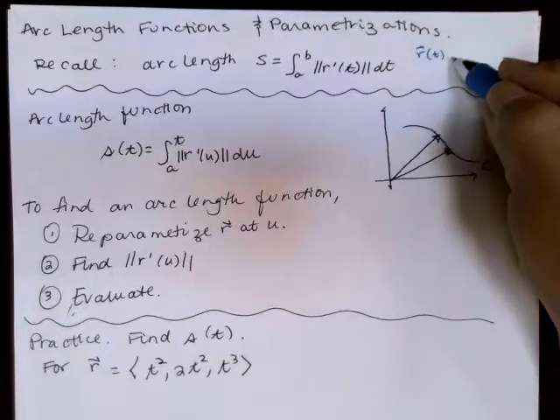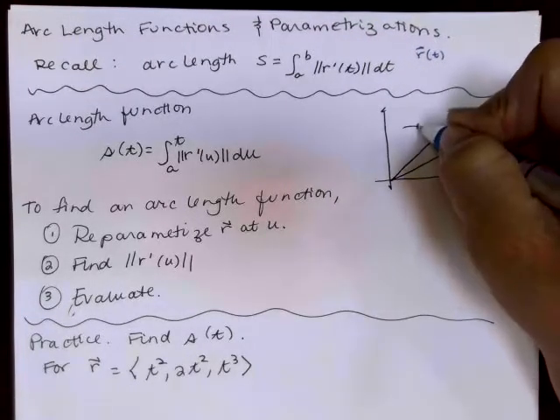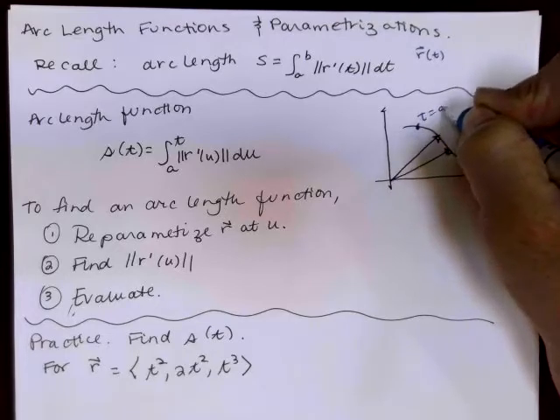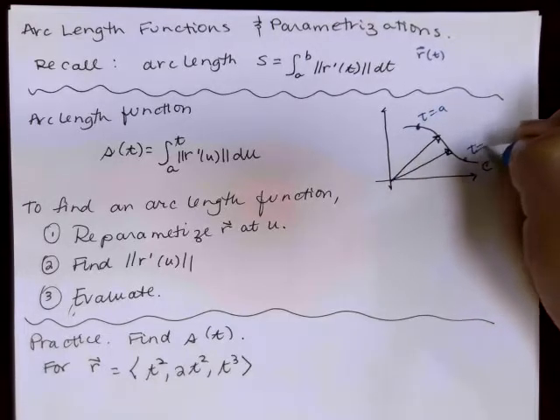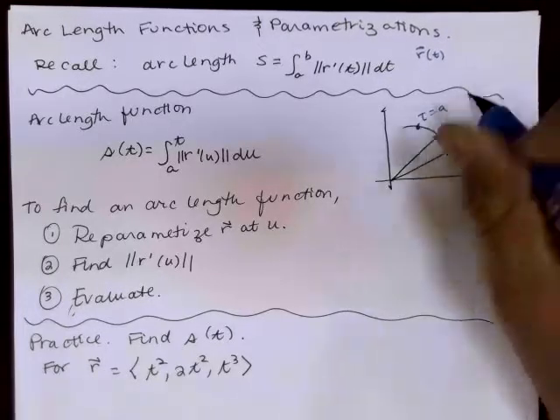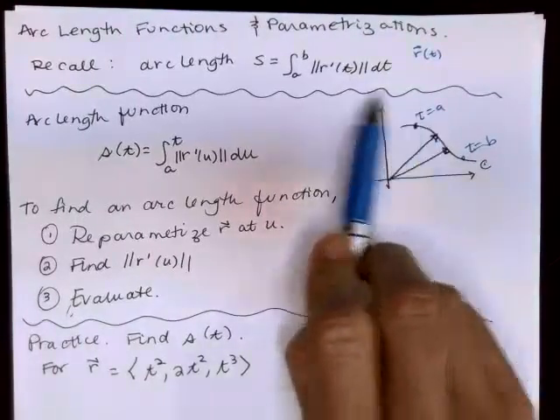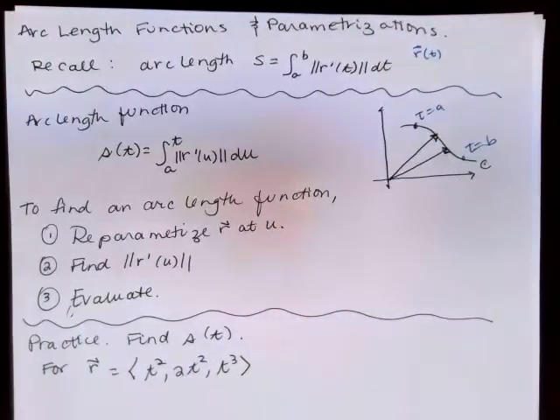So remember, R traces out a curve C right here. And if we wanted to say from t equals A here to down here, t equals B, if we wanted to know the length of this curve, the way we do that is by taking the derivative of R, and then we integrate the length of that derivative from A to B.